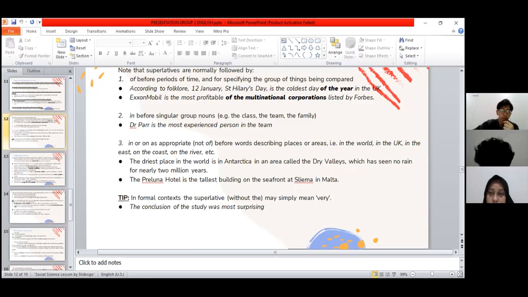Tip: in formal contexts, the superlative without the may simply mean very. Example: the conclusion of the study was most surprising. Next.